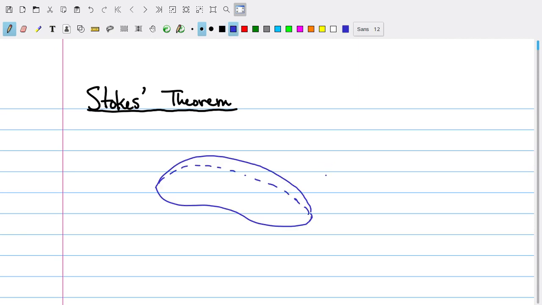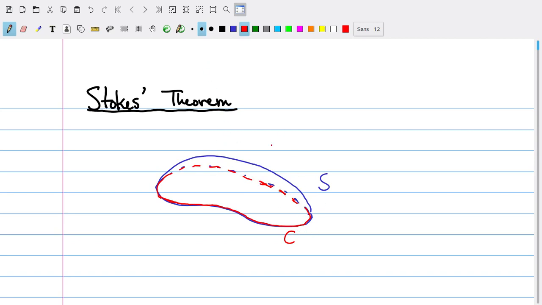For Stokes' theorem, I want to think about a surface S. The boundary of a surface is this curve here, forming the edge of the surface. So for example, closed surfaces don't have any particular boundary. So they don't have any border or any edge. So this curve C down here is the boundary of the surface S.